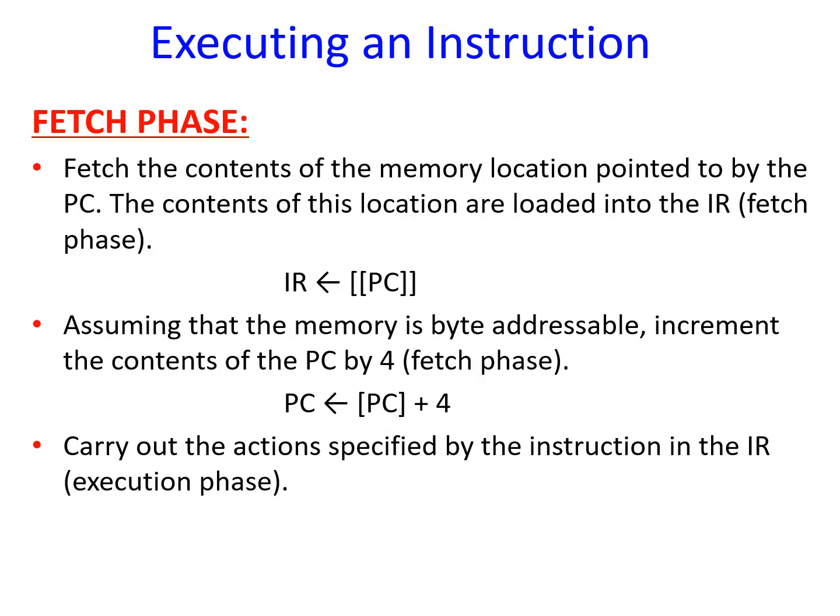So we'll see what happens in the fetch phase. PC is the program counter. The contents of the program counter will give you the address, and you have to read the contents of that address and load them into the instruction register. Once it is loaded into the instruction register, it will start executing, and meanwhile you have to update the program counter. The program counter will be incremented by 4. We are assuming that we have 4 bytes for every instruction.